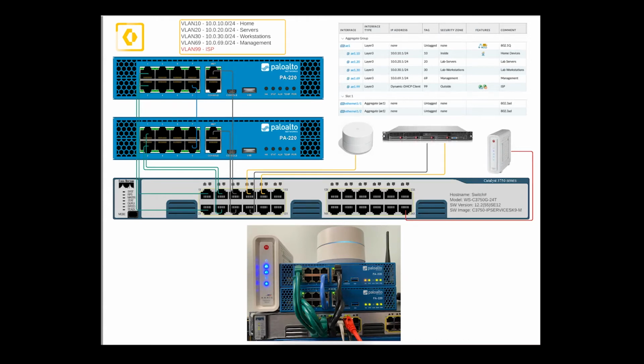So the first thing to consider is power. The PA220 is what I have in my lab here, which has redundant power. You could purchase two power supplies for your PA220 and you'll have power redundancy. This means if a power cable is unplugged by mistake or you have a failure, you have a secondary power supply to keep the thing on.